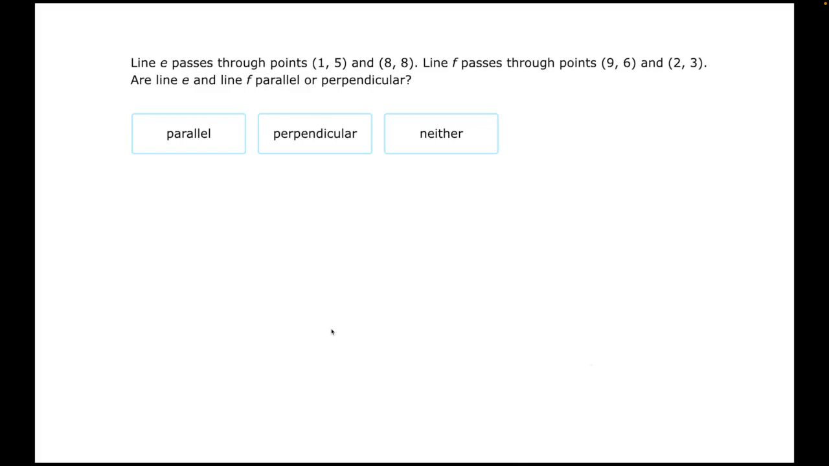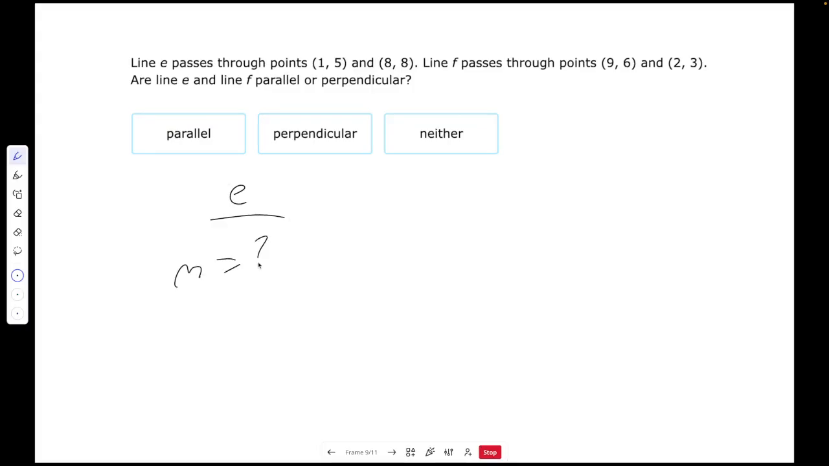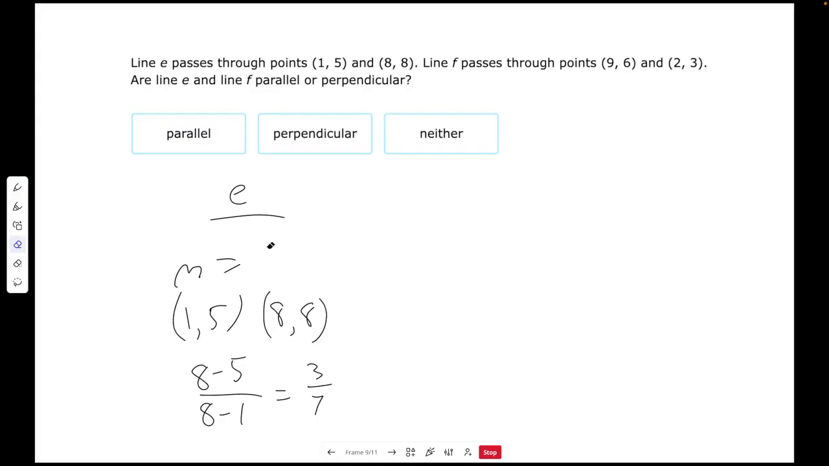For this problem, they give us a pair of points. So for E, they don't tell us what the slope is, but they do tell us 2 points, (1, 5) and (8, 8). And again, we should be familiar with the slope formula, so we can put those numbers into the slope formula. And when we do that, we get 3/7. So we know that the slope of line E is 3/7 because we just found it.